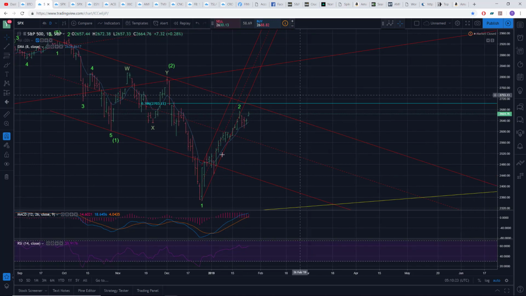The market basically has three main phases it can be in. It can be in an uptrend, it can be in a downtrend, or it can be in a sideways or non-trending environment.